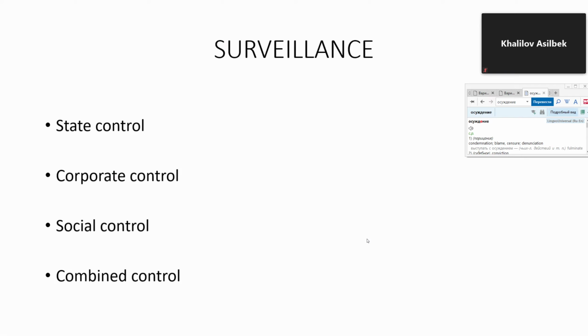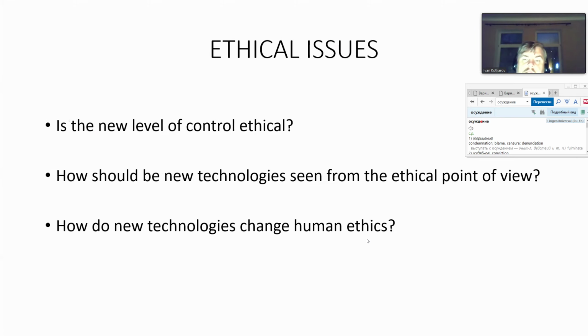Okay, and combined control, obviously. For example, when a company performs state control functions, it is the case of China, as I already mentioned. Biggest digital companies in China run their own systems of social credit, and this system is used not only for their corporate control but also for the state control. Guys, do you understand it? Yes. Okay.